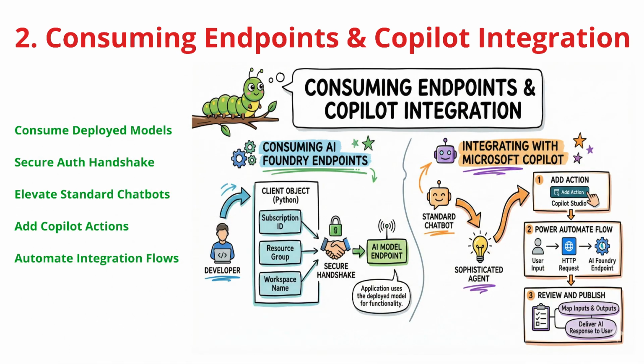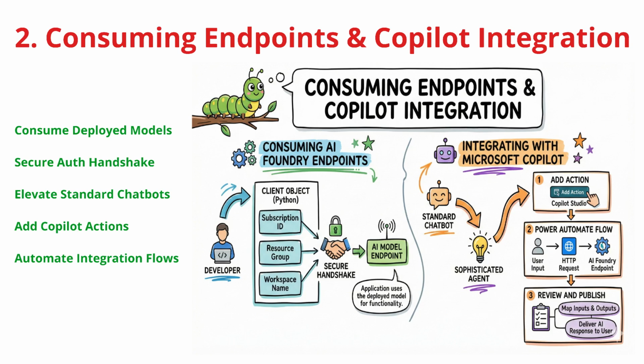Once an AI model is successfully deployed, it isn't truly finished until it is consumed by an application, turning that raw potential into functional usability for an end user. As illustrated on the left, for a developer to use an AI Foundry endpoint, they must establish a secure connection. Using a client object, typically in Python, they provide essential credentials, specifically the subscription ID, resource group, and workspace name. This creates a secure handshake, allowing the external application to access and utilize the AI model's capabilities reliably.